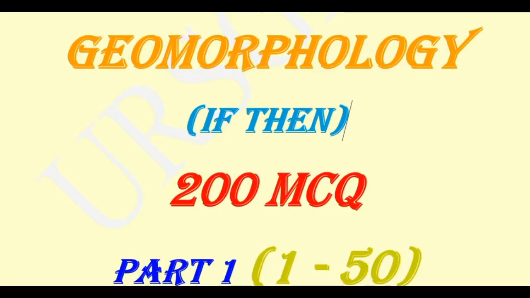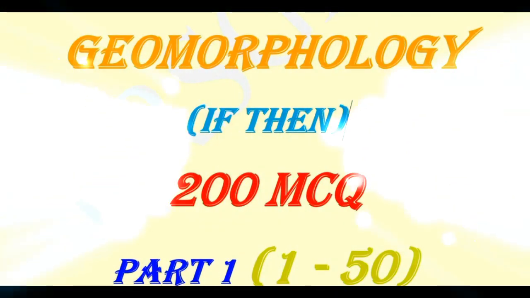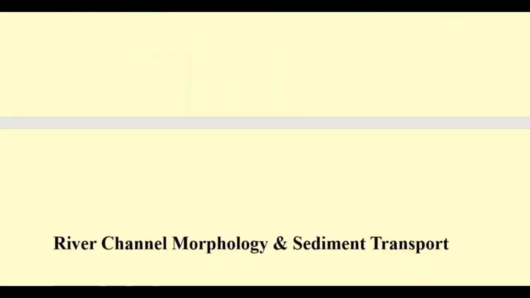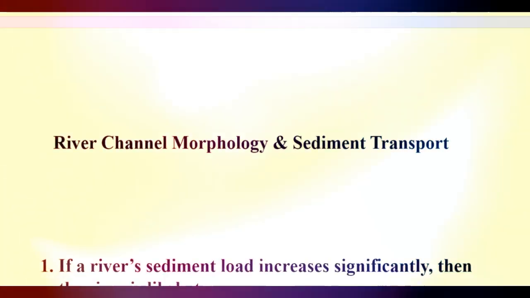In this video, I am going to discuss geomorphology if-then type of questions, a series of 200 MCQ questions. This is the part 1 video which includes questions 1 to 50 of the if-then geomorphology, basically fluvial geomorphology question series. So let's start. The first question category is river channel morphology and sediment transport.